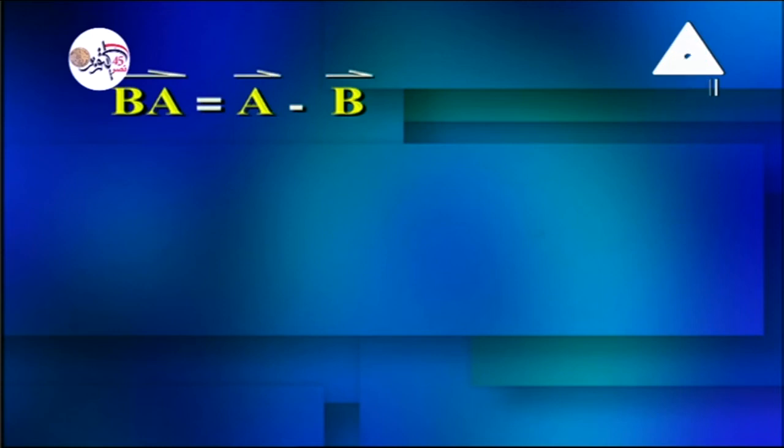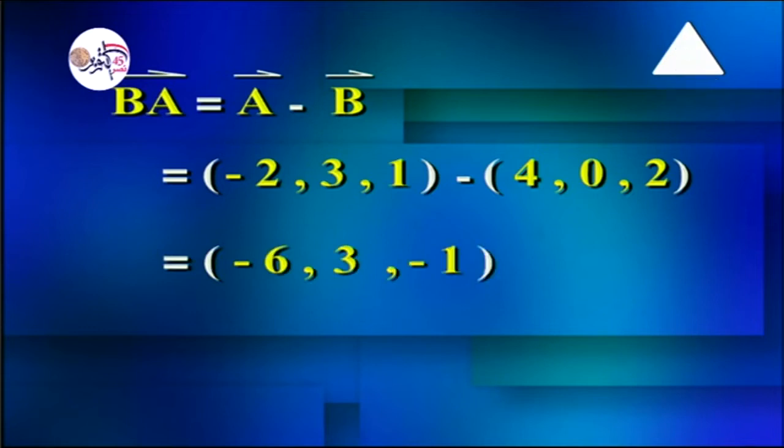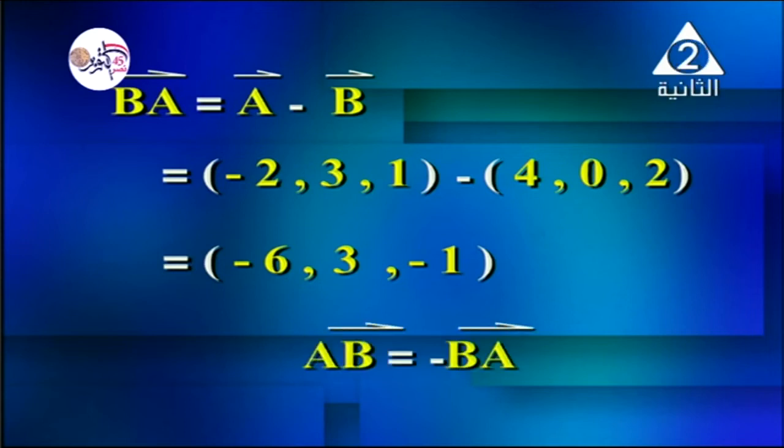BA vector equals A vector minus B vector. By the same method, A vector (negative 2, 3, 1) minus B vector (4, 0, 2). The answer is (negative 6, 3, negative 1). What do you deduce, my dear student? Does AB vector equal BA vector? Excellent student, no. But AB vector is the negative of BA vector.